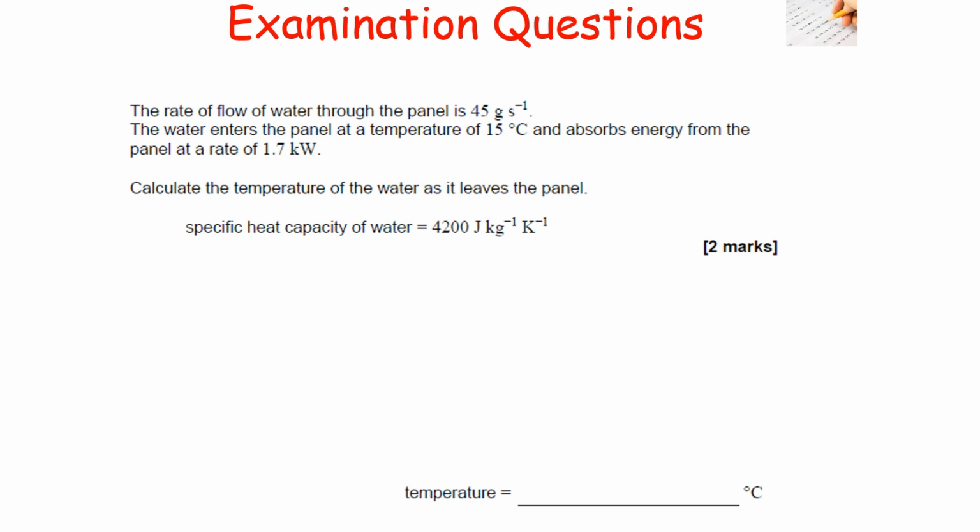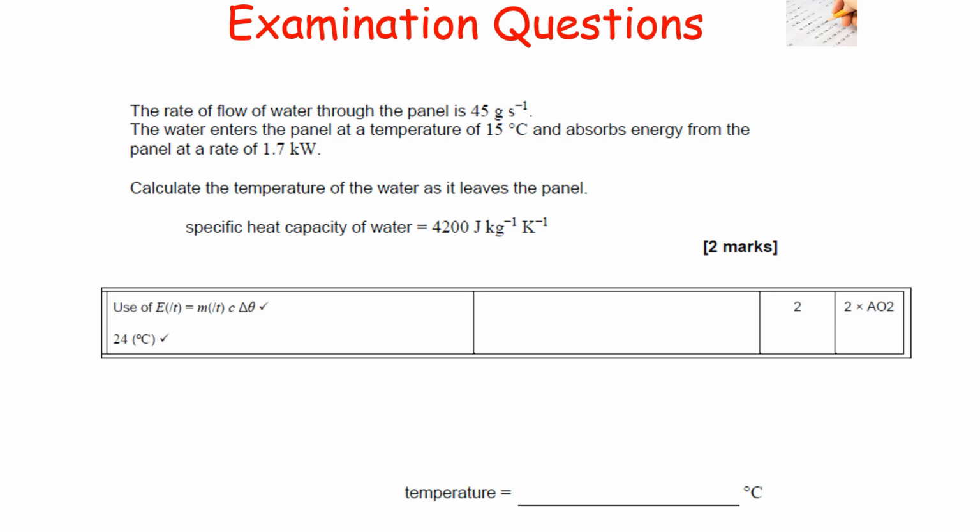Right, so how would you answer this question? Well, again, you talk about heating something up. So we will use our equation E equals mc delta theta, or E equals mc delta T. Now we want to work out the change in temperature. So E is equal to mc delta T, therefore delta T or delta theta is equal to E over mc. We've got c, 4,200. We've got m. Now again, we'll take it over 1 second. So 45 grams per second becomes 45 grams. So we turn that into kilograms.